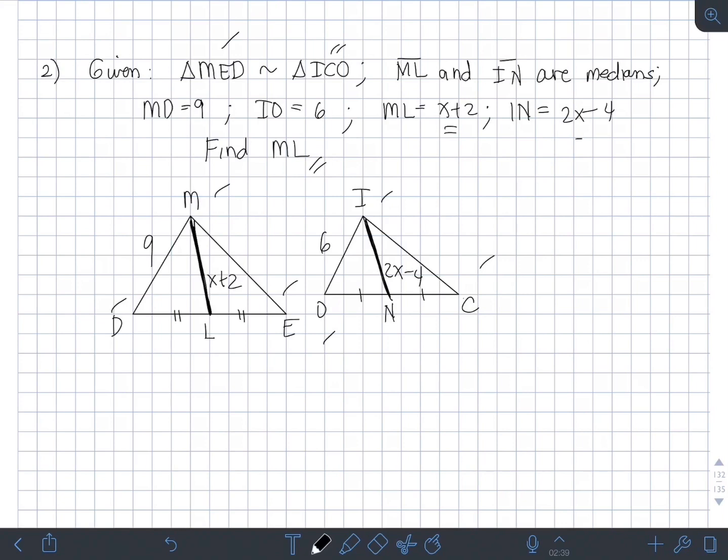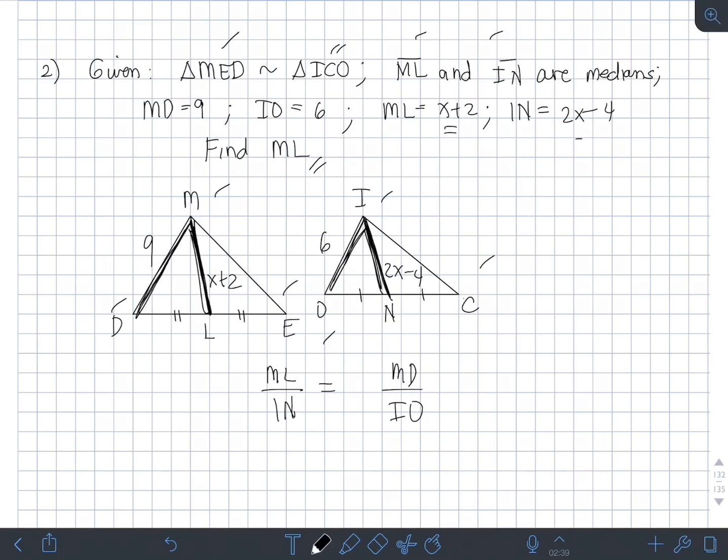So, buo tayo ng equation. So, obviously, ang gagamitin natin dito is yung theorem natin for medians. Kasi meron tayong dalawang medians, right? So, base dun sa theorem kanina, dapat yung ratio ng dalawang medians natin, which is ML over IN, is equal sa ratio ng any two corresponding sides. So, piliin natin yung dalawang corresponding sides na merong length. Obviously, itong MD and IO. So, we have MD over IO.